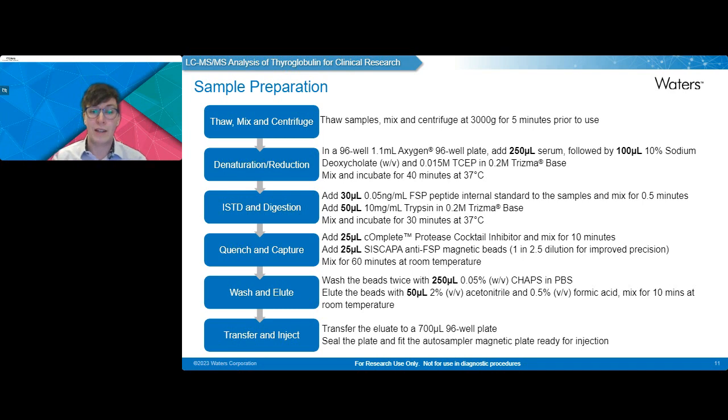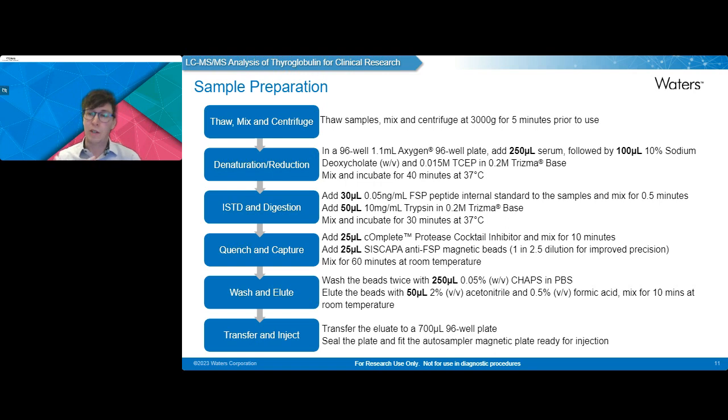Following this, we add the internal standard and the trypsin, and we mix that for 30 minutes at 37 degrees C, which effectively gives us those tryptic peptides. And before we add the anti-FSP magnetic beads, we want to stop that tryptic digestion by adding some sort of inhibitor. In this case, we're using the complete protease cocktail inhibitor. And once that quench is complete, after 10 minutes, we add those beads. And over a course of 60 minutes, we perform the capture.